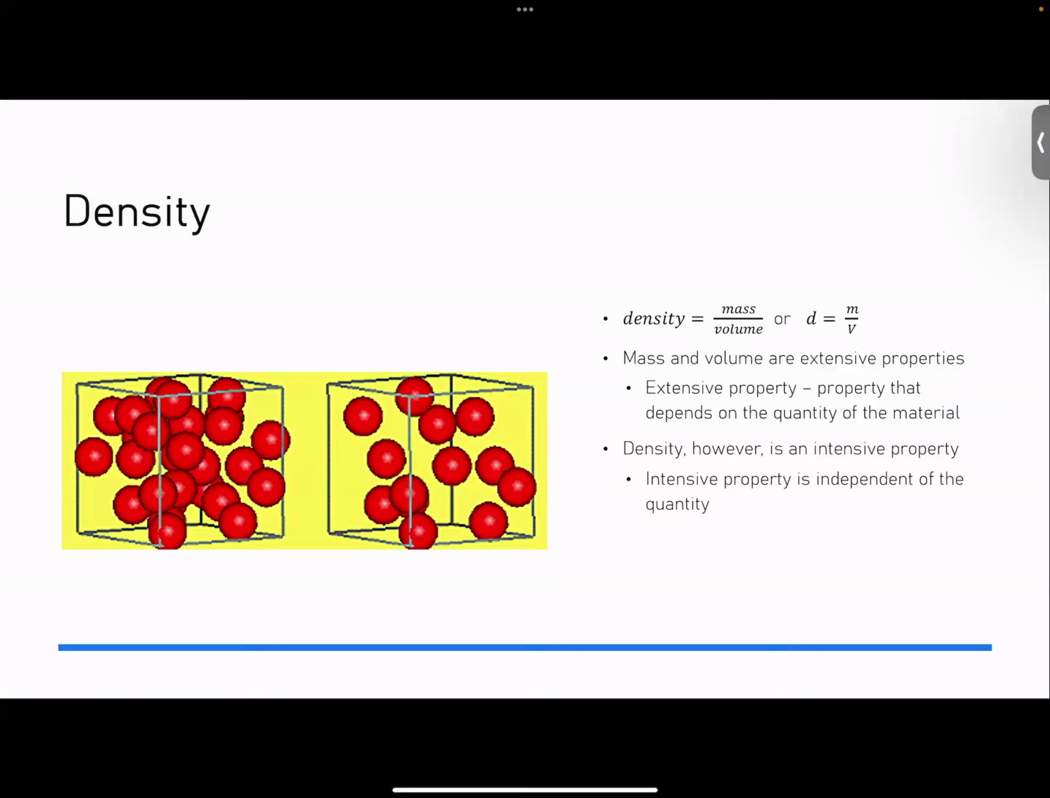It is a derived unit where density equals the mass divided by the volume. Mass and volume by themselves are extensive properties. Again, it's a property that depends. What an extensive property is, it's a property that depends upon the quantity.